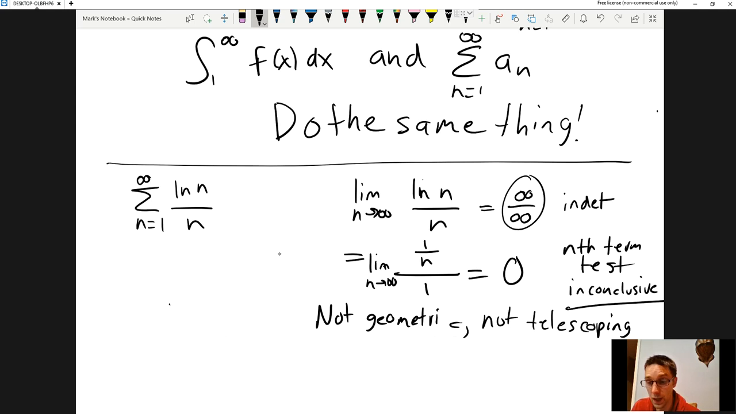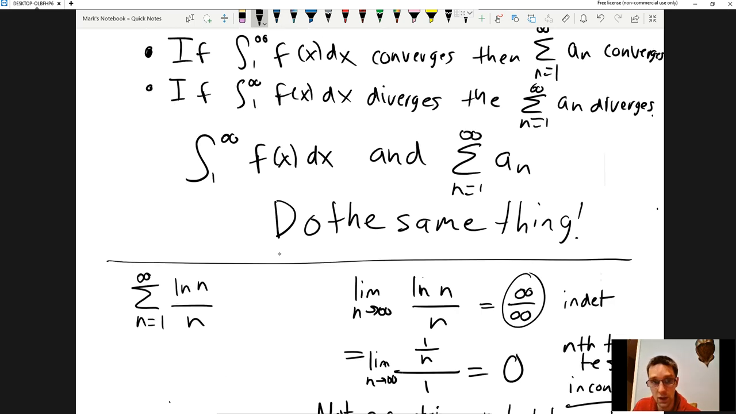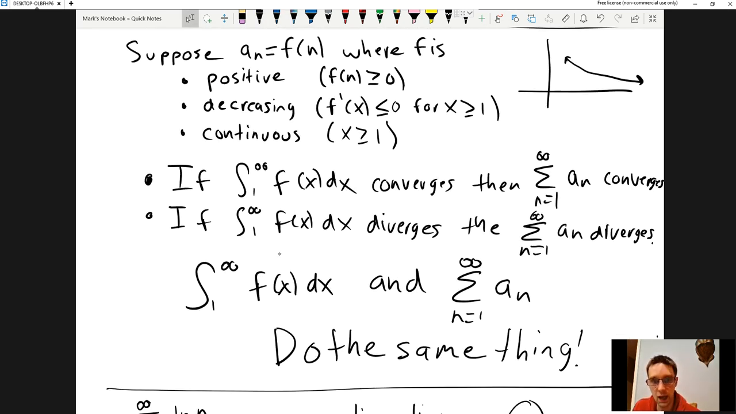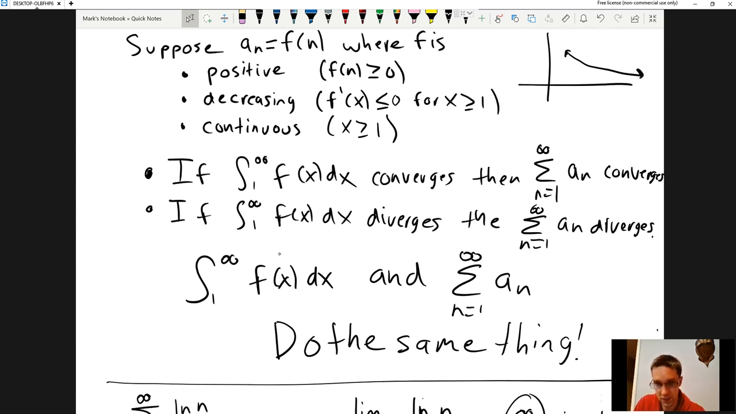But we would like to try the integral test. And before we can do that, there were 3 stipulations. We needed the function to be positive, decreasing, and continuous. And previously, we said those needed to be true for values of x that are greater than or equal to 1. And so let's actually graph that function out.